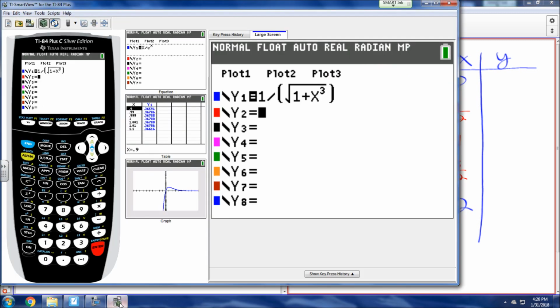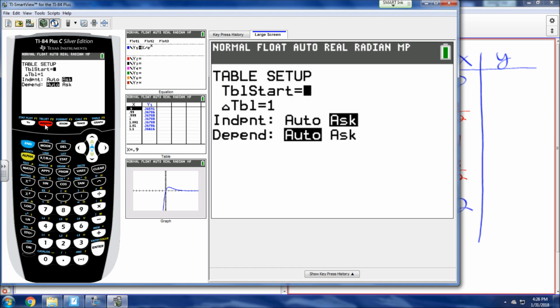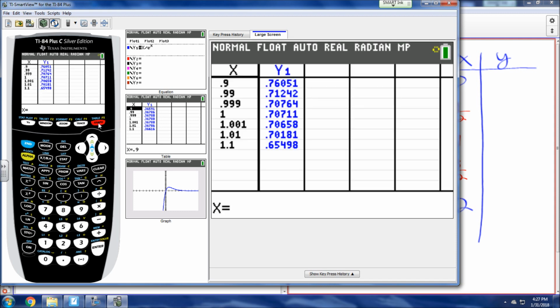So when you type your function in, so let's say you've done that. Pause it if you haven't. You're then going to go to second table set, and you're going to change your independent variable from auto to ask. Make sure it's on ask and hit enter. And once you've done that, you can go to second, and up here is graph or table, and you're going to get the table. And I think we're pretty comfortable with getting this.